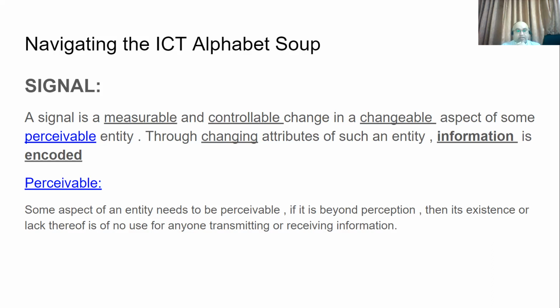All right, now let's take each of the important attributes separately, although I have mentioned it briefly as well. So the first attribute is perceivable. So some aspect of an entity needs to be perceivable, right? If it is beyond perception, well, then its existence or lack thereof is of no use to anyone, either the person transmitting or receiving the information, because perception is the common denominator of everything, basically. So if a change is not perceivable at all, then whether or not it occurs is really immaterial.